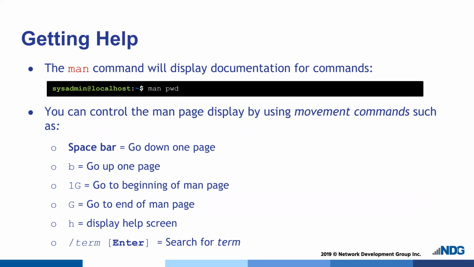In order to get help, we're going to use the man command, which is used to pull up the manual. So, for example, in this case, you're going to use man pwd. You can control the manual page with movement commands such as the space bar will go down one page, B will go up a page, 1G will go to the beginning of the man page, G going to the end, H will display the help screen for the manual, and then /term will look for some term within the actual manual itself.